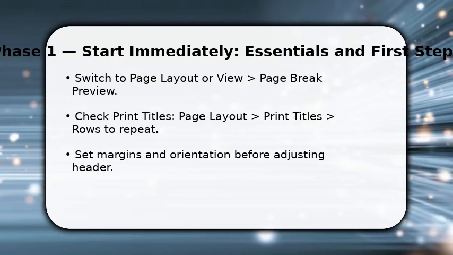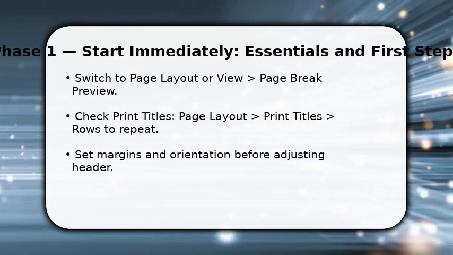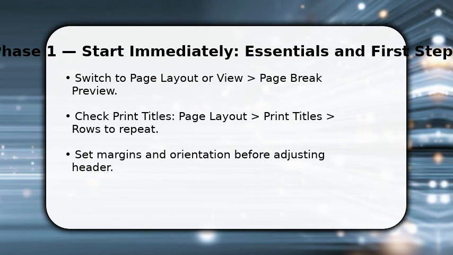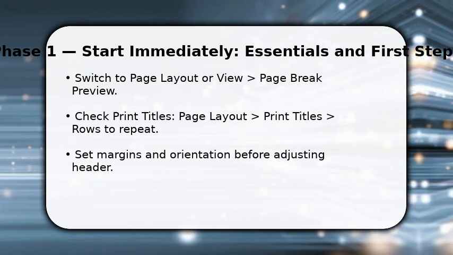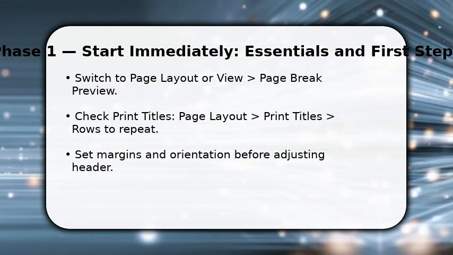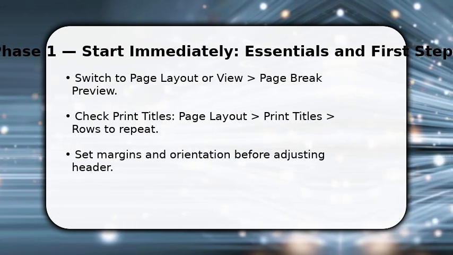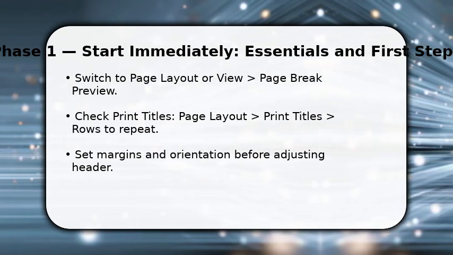You start by opening Page Layout or switching to Page Break Preview so you see printable boundaries. Next, set print titles. That locks header rows across pages, which is essential for multi-page sheets. Once done, adjust margins and orientation to prevent clipping, because headers shift when page size changes.